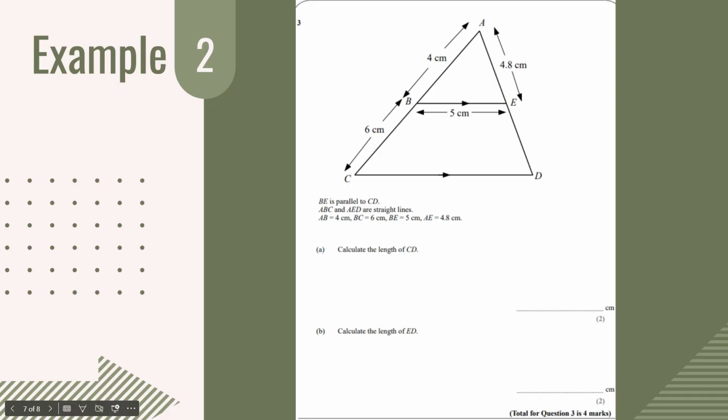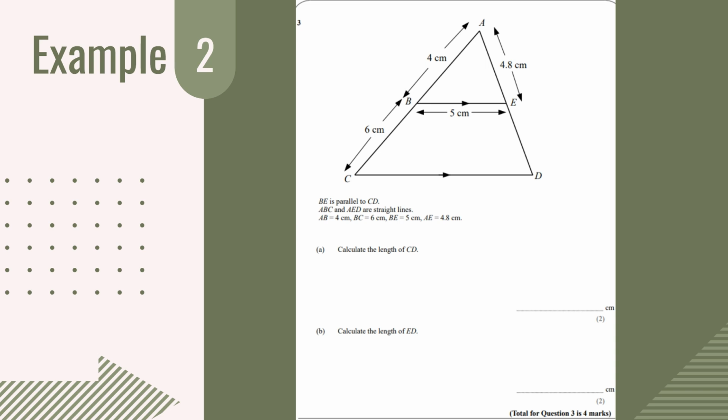Here is another exam question for you to have a go at. Have a go, pause the video, and unpause when you've done. So, in our first question here, BE is parallel to CD. ABC and ED are straight lines. AB equals 4 cm, BC equals 6, BE equals 5, and AD equals 4.8.